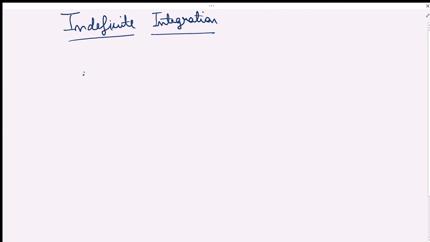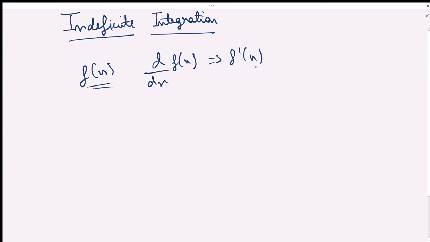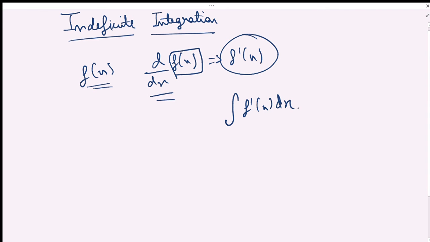Basically, suppose you have some function f(x), and you find the first derivative of this function, which is d/dx of f(x), also written as f'(x). Okay. So now, if you want to extract this function f(x) from f'(x), you apply a reverse mathematical operation, reverse to differentiation, which is called integration, given as this particular sign. So integral of f'(x) dx is given as f(x).